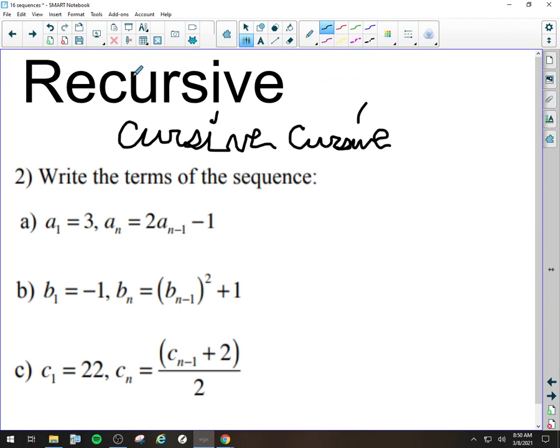So if we want to look at a recursive formula, this is me writing in cursive because it says cursive. I understand this is pretty deep humor.